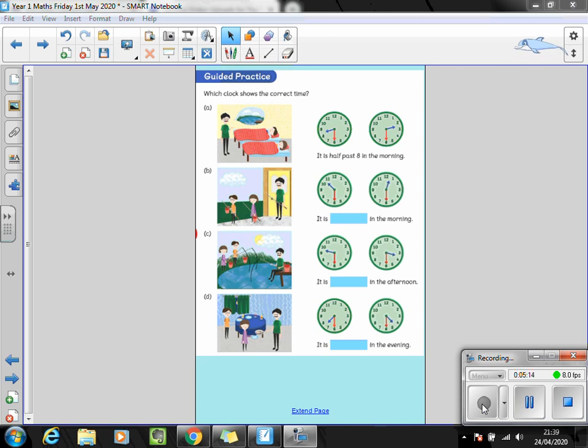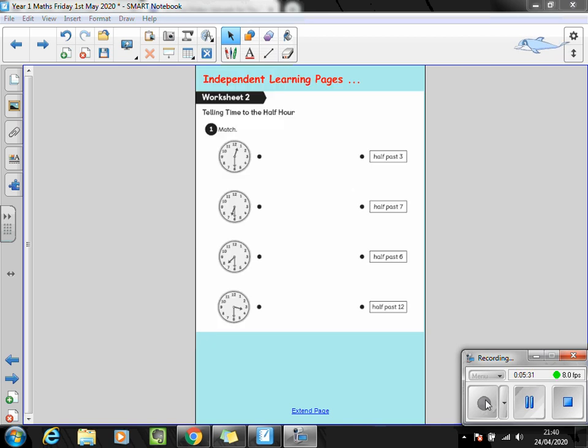Stop the video and talk through questions B, C and D. Look carefully at the 2 times you are offered. Look carefully at the sentence that you're trying to complete, and look carefully at the pictures and the clues that might be there to help you. Now it's time to have a go at telling the time to the half an hour on your own. Again, I've attached these worksheets to the website if you wish to print them out. Otherwise, you can draw them in your book or record them in any way that you feel you would like to show me your learning.